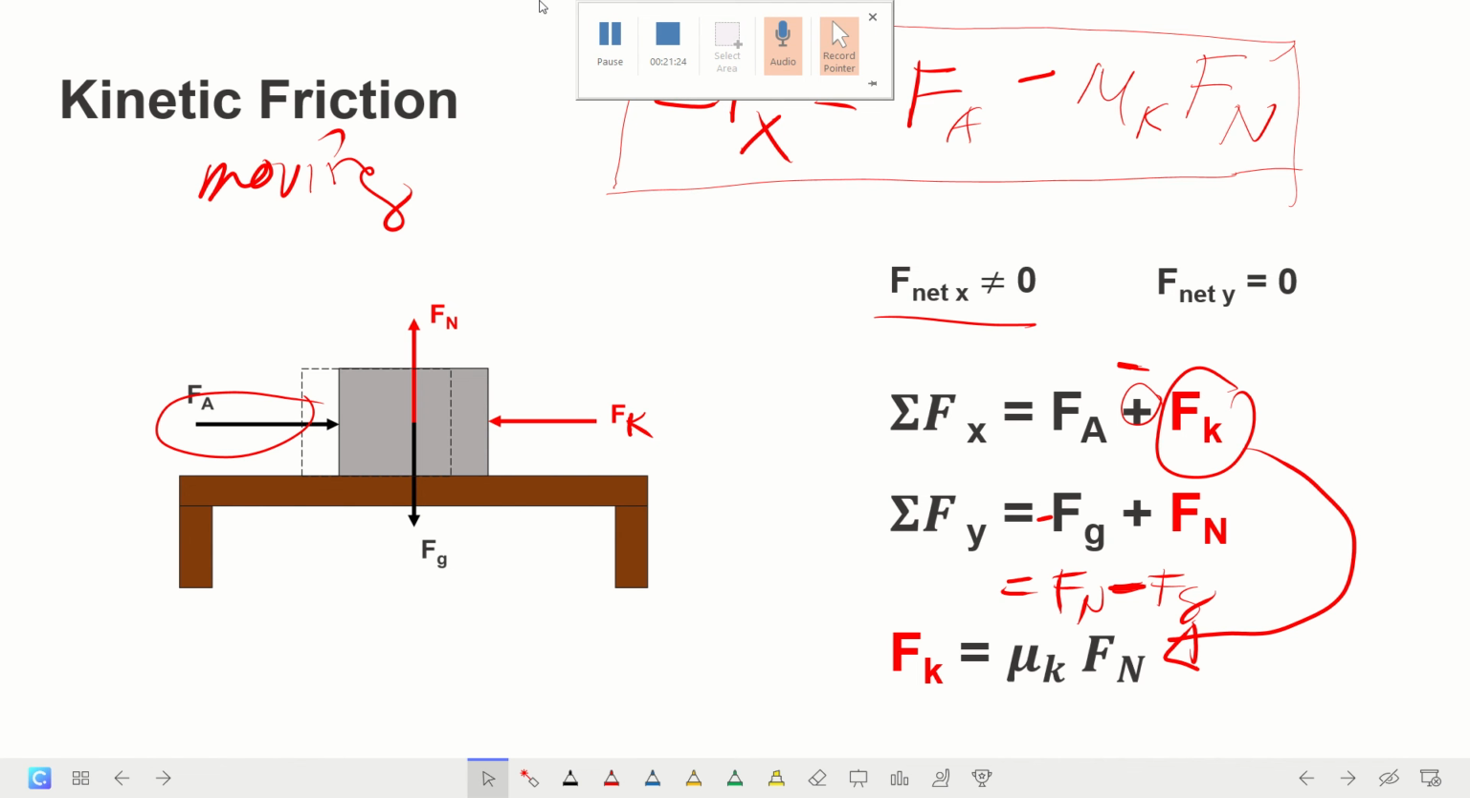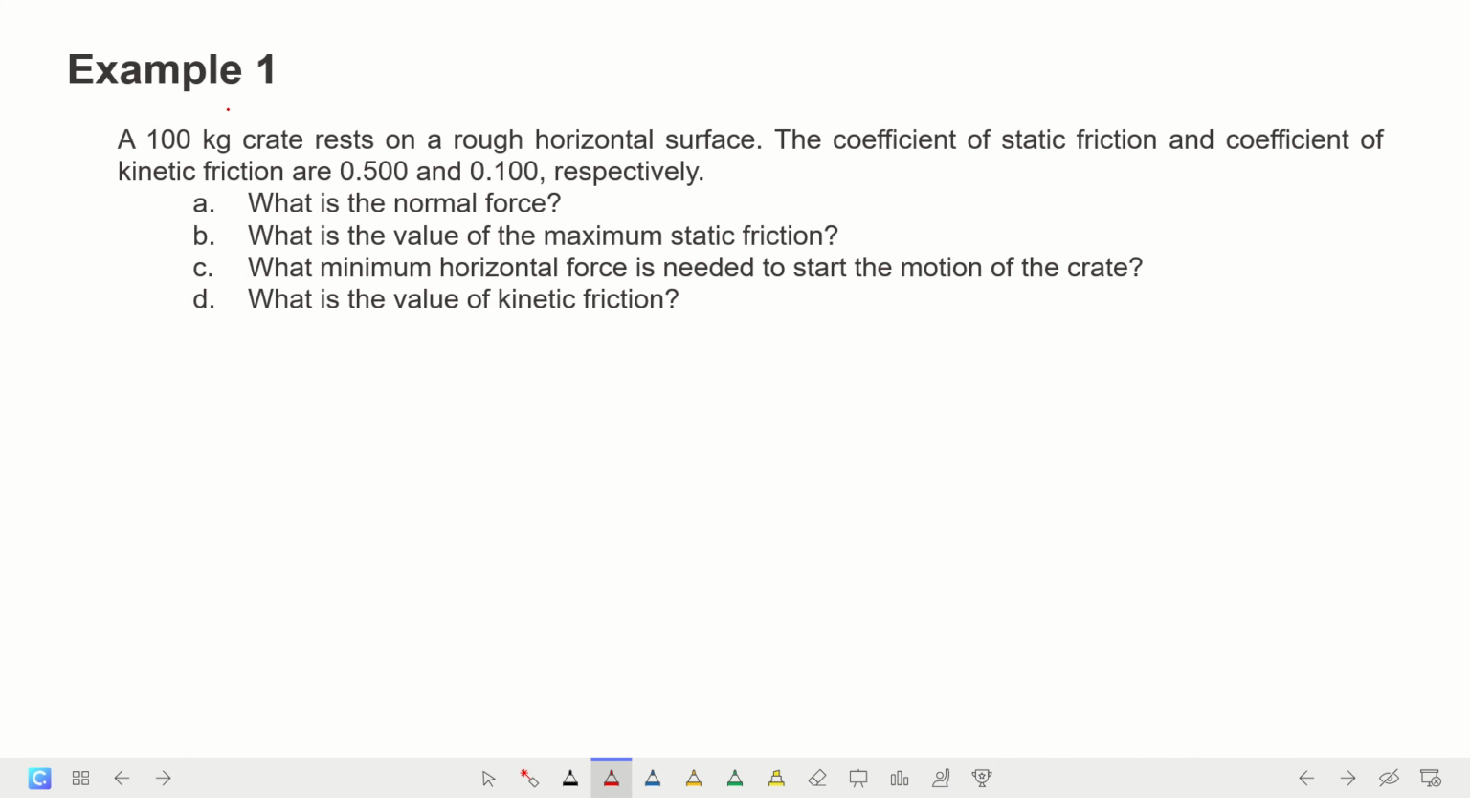So, let us have some example problems. For problem number 1, a 100 kilogram crate rests on a rough horizontal surface. The coefficient of static friction and coefficient of kinetic friction are 0.5 and 0.1 respectively. A, what is the normal force? B, what is the value of the maximum static friction? C, what minimum horizontal force is needed to start the motion of the crate? And letter D, what is the value of kinetic friction?